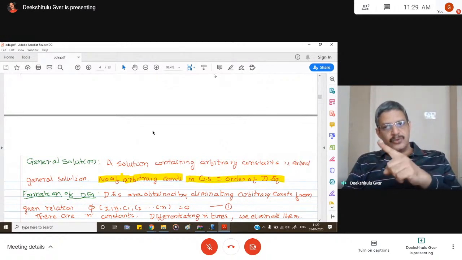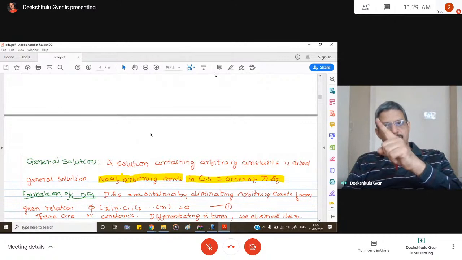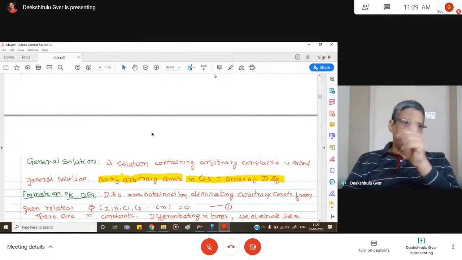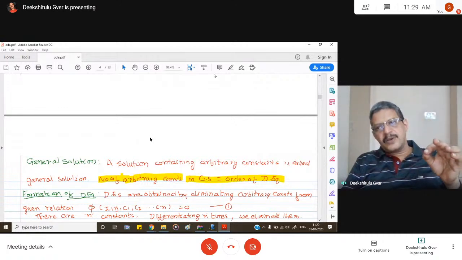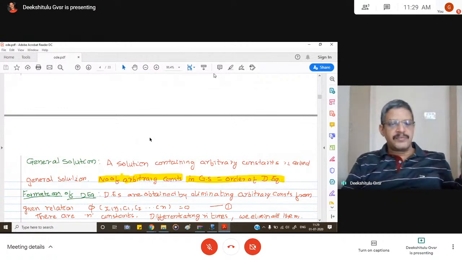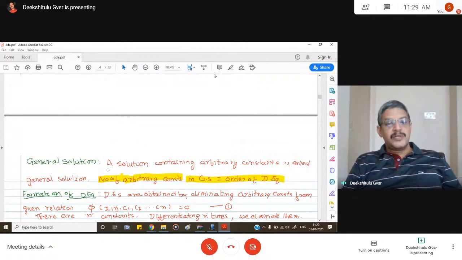So m is equal to 0, x-axis. Y is equal to mx becomes y is equal to 0. If you take m is equal to 1, y is equal to x. If you take m is equal to 2, y is equal to 2x. Y is equal to 3x, y is equal to 4x. So if you go on changing the values of the arbitrary constant, you have an infinite number of straight lines passing through the origin. So the general solution is one which contains arbitrary constants.